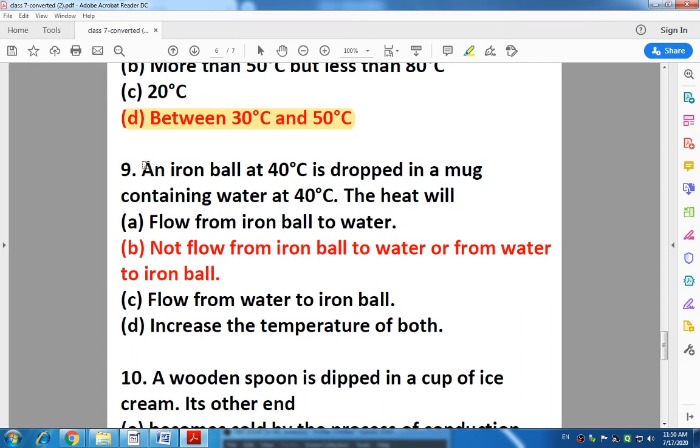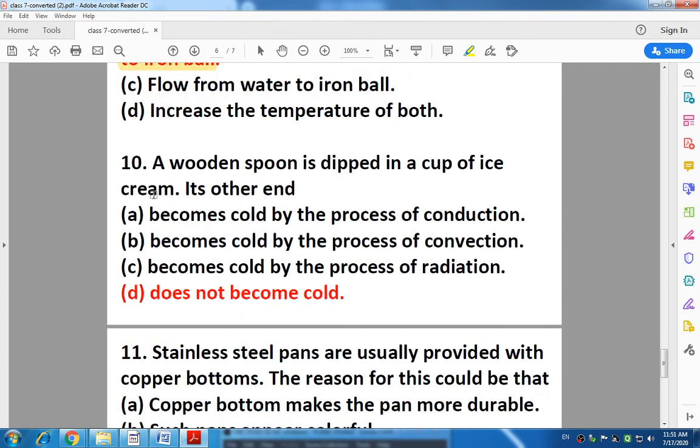Next, an iron ball at 40 degrees Celsius is dropped in a mug containing water at 40 degrees Celsius. The heat will, see the options, flow from iron ball to water, not flow from iron ball to water, or flow from water to iron ball, or flow from water to iron ball and increase the temperature of both. Now we can see here both the objects show the same temperature. It means if the temperature is the same, there is no transfer of heat. So the answer is B. Understood? Yes. Now question number 10.